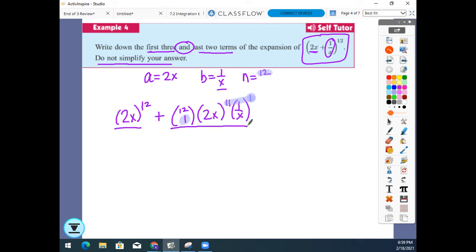So here's this whole thing will turn into my second term. Plus, I need the first 3. I need one more. So this will be 12, choose 2, because I know that's always going to go up. Once I know that one, the 2x goes down. The second term goes up. And I check this adds up to 12, and this last one matches this. All right, then I'm going to say dot, dot, dot, and do the last two.